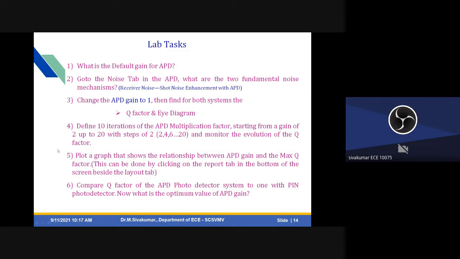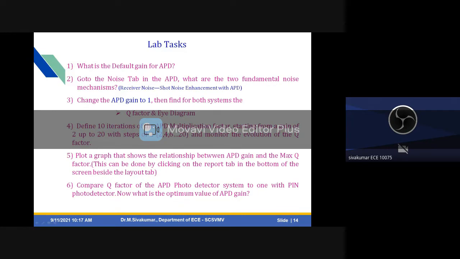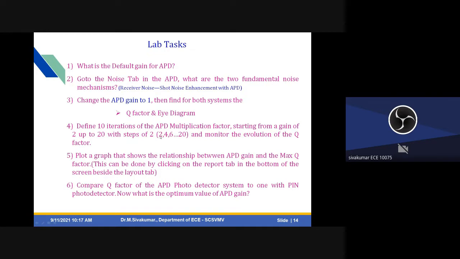You can get a high value of Q factor and lower bit errors. For both systems, not only with the APD, also try with the PIN photodiode. Here, in the previous one, try 10 iterations of the APD multiplication factor, starting from gain 2 up to 20. The previous one was minus 10 and plus 10.